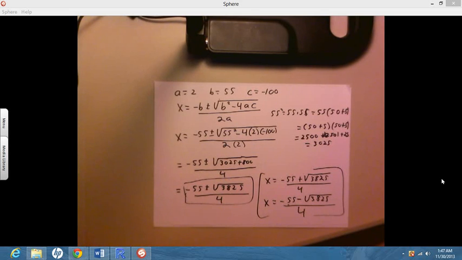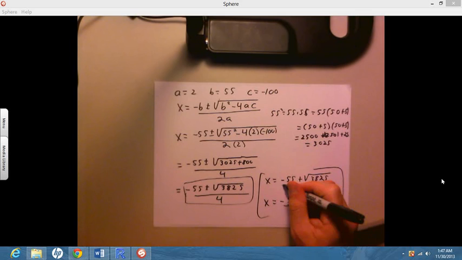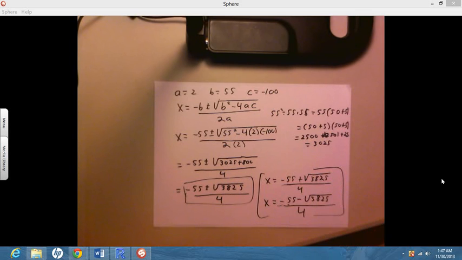All right. Okay, so we have these two solutions over here. We can't write them down exactly because we don't have an exact square root for either of these two. But we can approximate them if you like. But anyway, that's the solution to the problem.